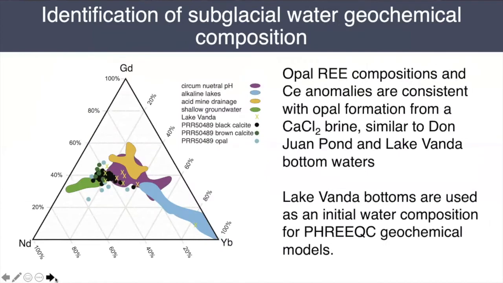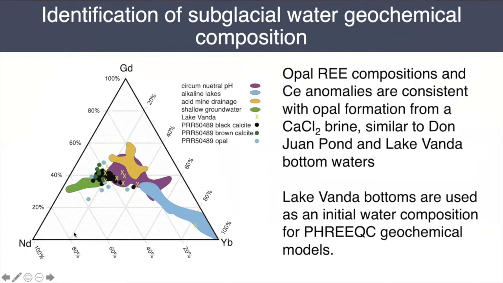Now, as I mentioned, we want to build geochemical models to describe these systems. And the first step in doing so is to identify a subglacial water composition to start off with. And to do that, we've used bulk rare earth element compositions of both opals and calcites.